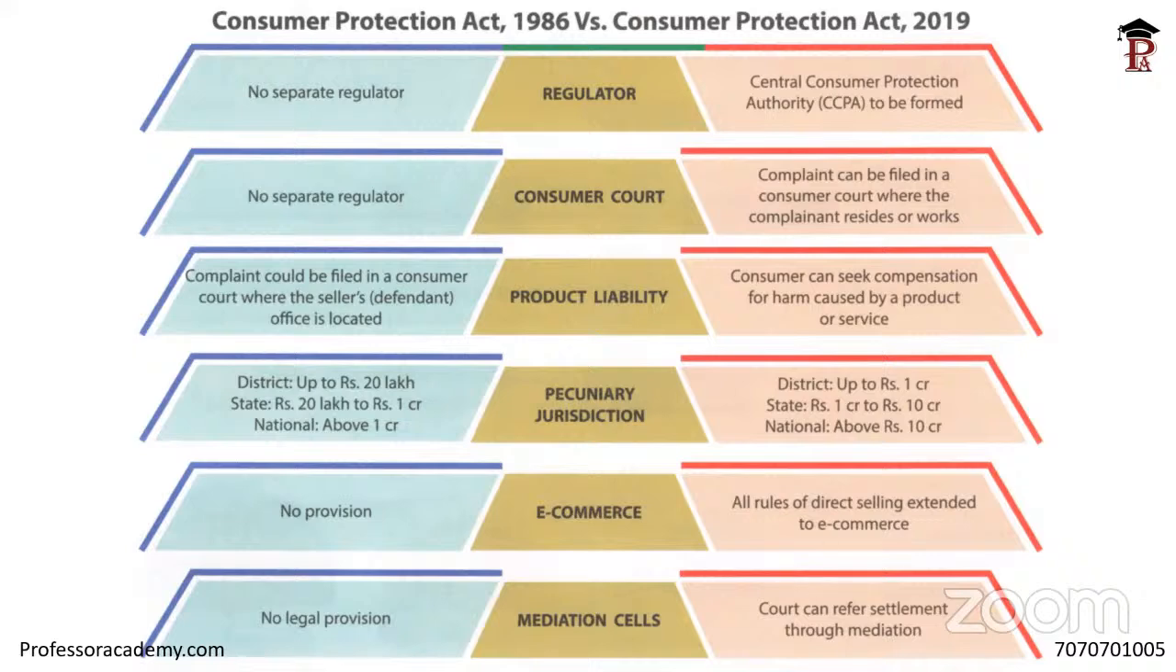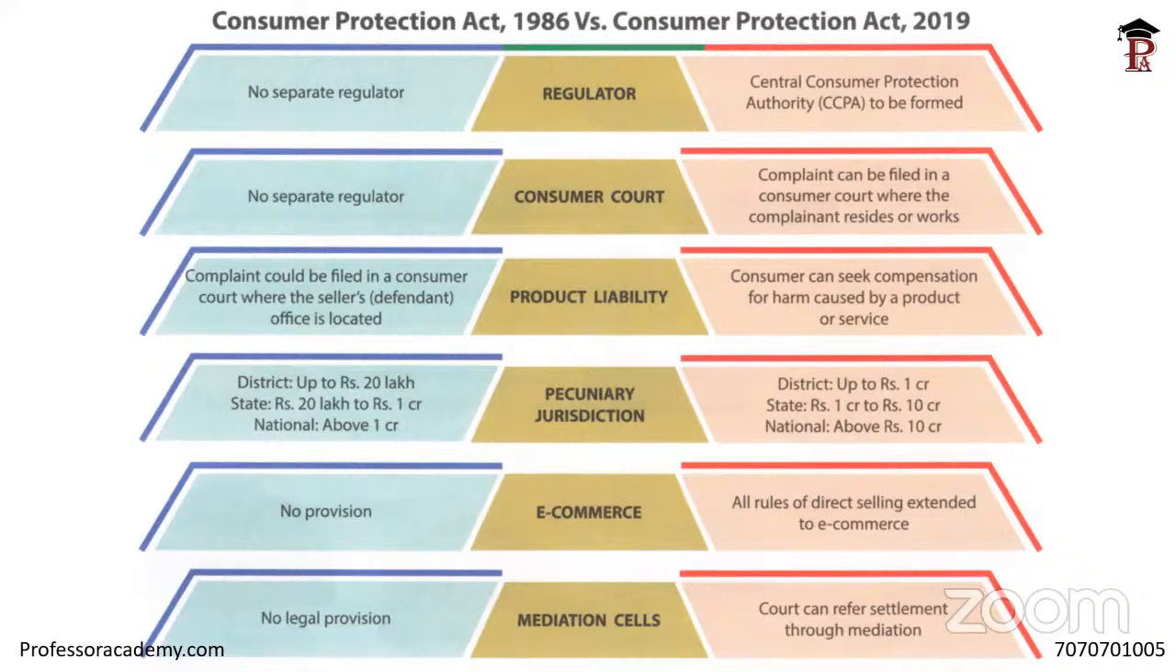Earlier, only up to 20 lakh you could file the complaint with the district court. For 20 lakh to 1 crore, you would file the complaint in the state court. Then the national level was above 1 crore. So now they have changed the price limits.